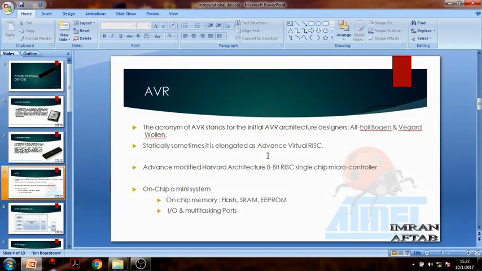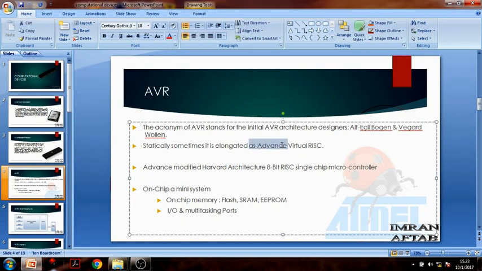So here we have chosen the AVR microcontroller. It's a very famous microcontroller for learning purposes, and you can use it even for different projects. You can go for any microcontroller, but you need to start with one. Just for learning purposes, we have started with the AVR. Here AVR stands for Advanced Virtual RISC.